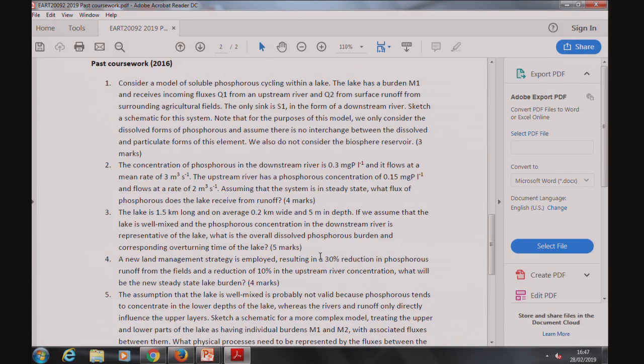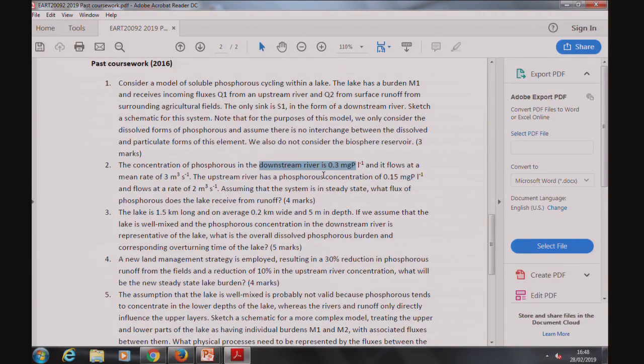Okay, so question 2 in this case. This is the concentration of phosphorus in the downstream river. So what are we saying? The downstream river, it's this one. And we've got an upstream river. And what else have we got? Surface runoff. So that's the kind of situation we're modelling here.